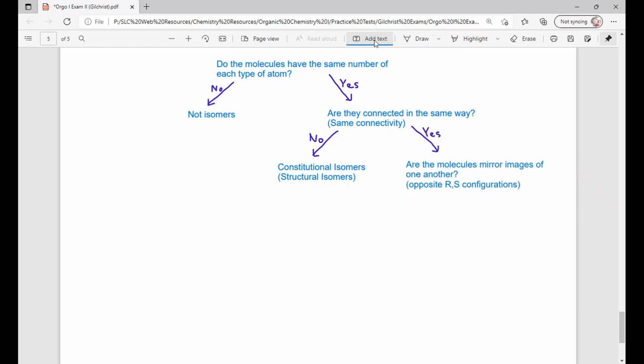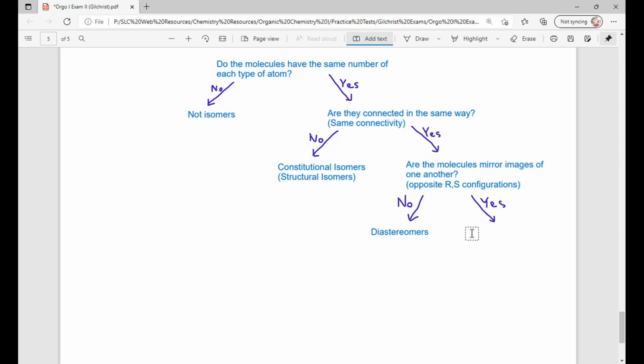So if the answer to this question is yes, if the answer to this is no, if they're not mirror images of one another, but they have the same connectivity, then this is what we would call diastereomers. This is diastereomers. Okay.